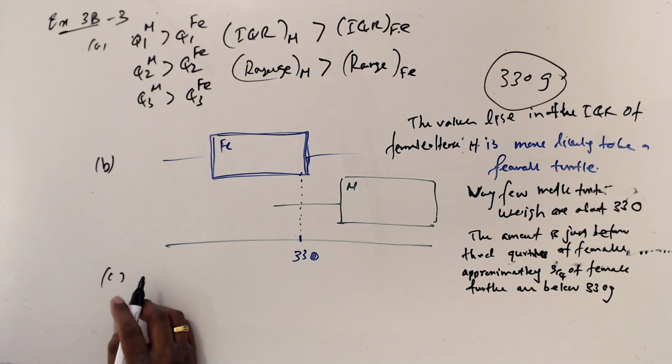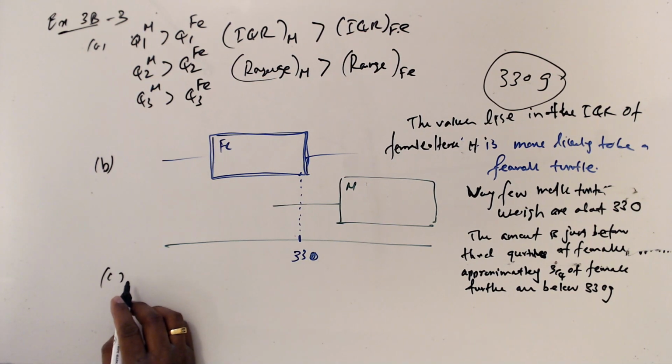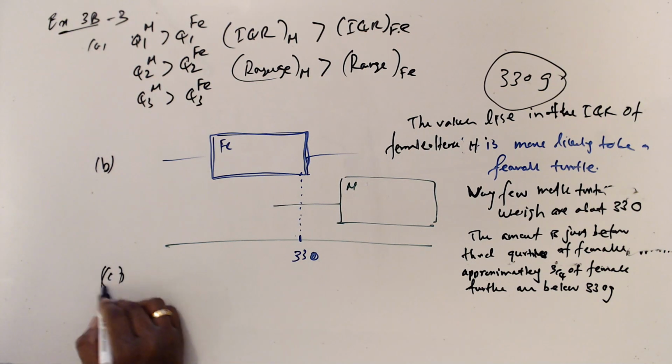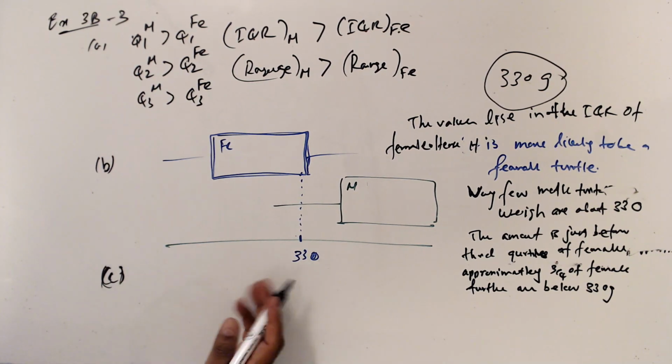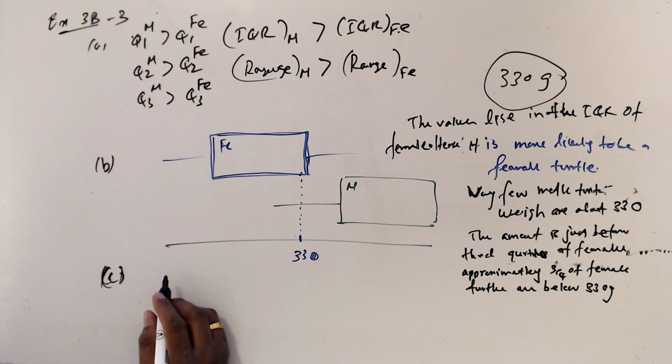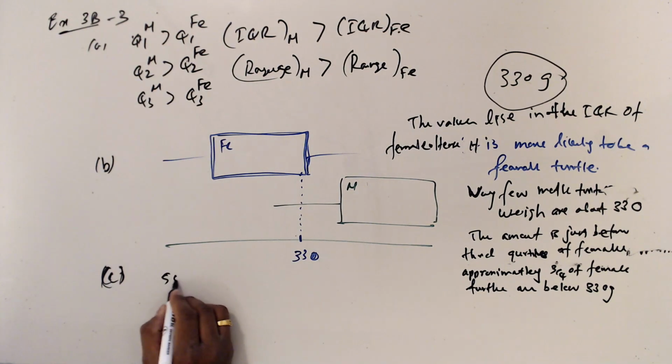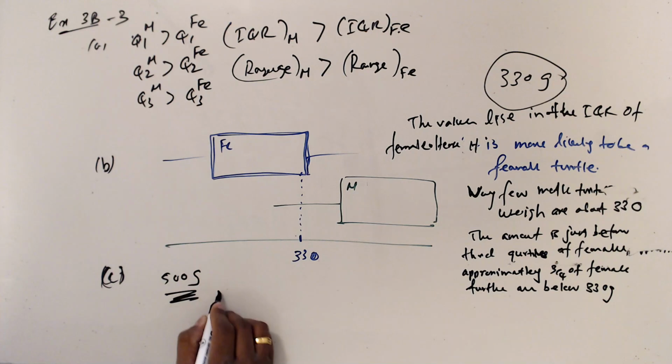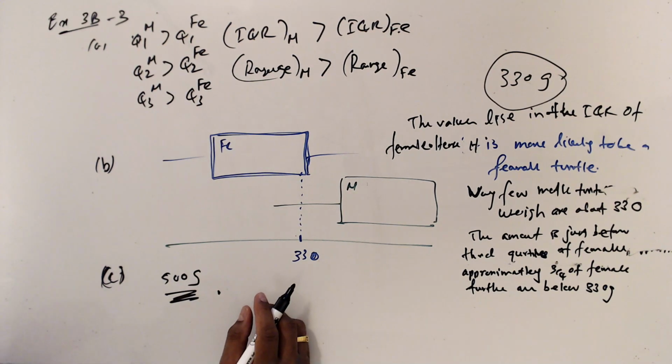So part C, write down the size of the largest female turtle. When you look at the data set, you have to get the largest. It doesn't matter if it is an outlier or not, the largest. So the largest is 500 grams. You can see that data point as an outlier.